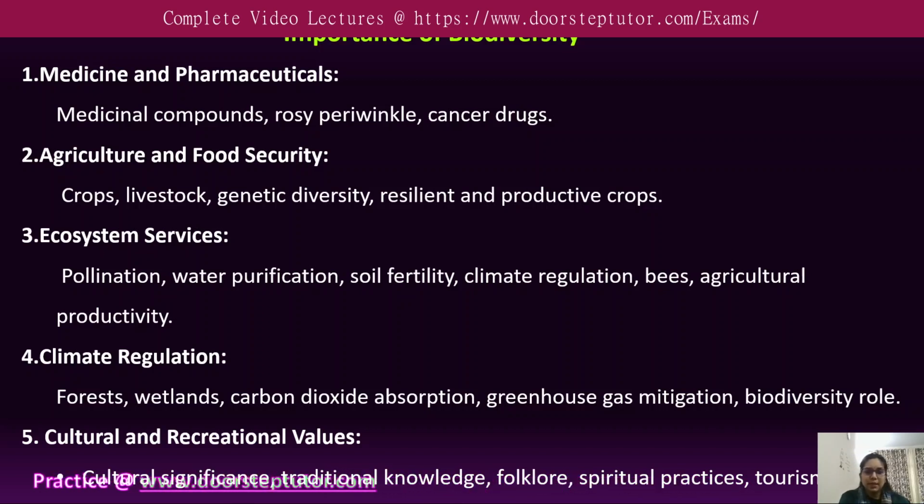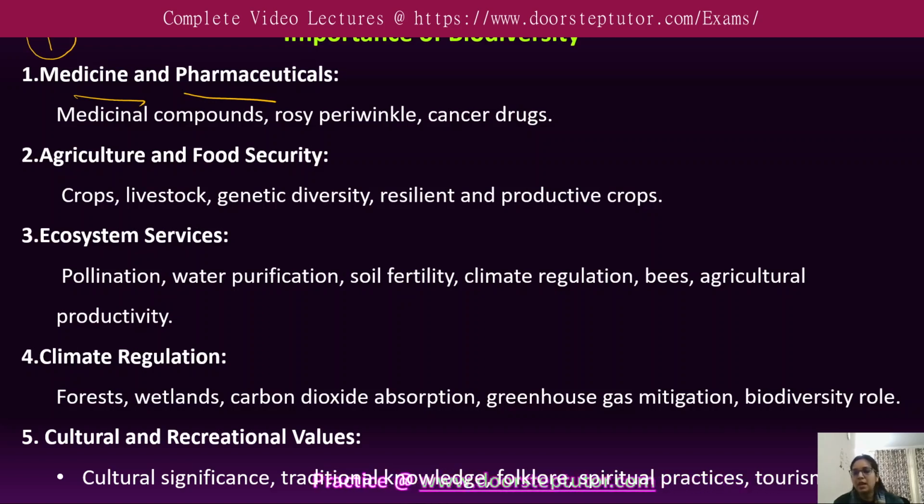The first one is medicinal and pharmaceutical. Many plants and animals are sources of medicinal compounds. Biodiversity provides a vast array of natural products which are used in traditional medicine and also in the development of pharmaceutical drugs. For example, plants like the rosy periwinkle have contributed to the development of cancer drugs.